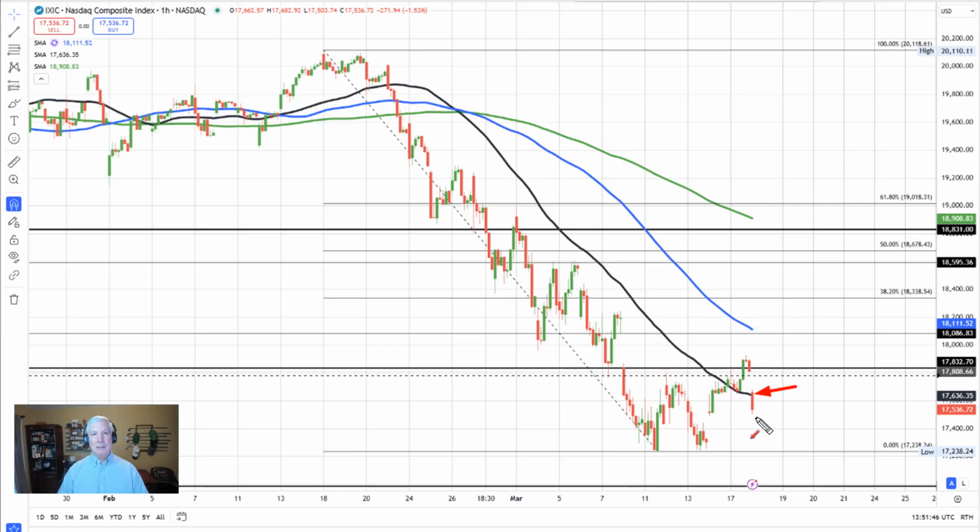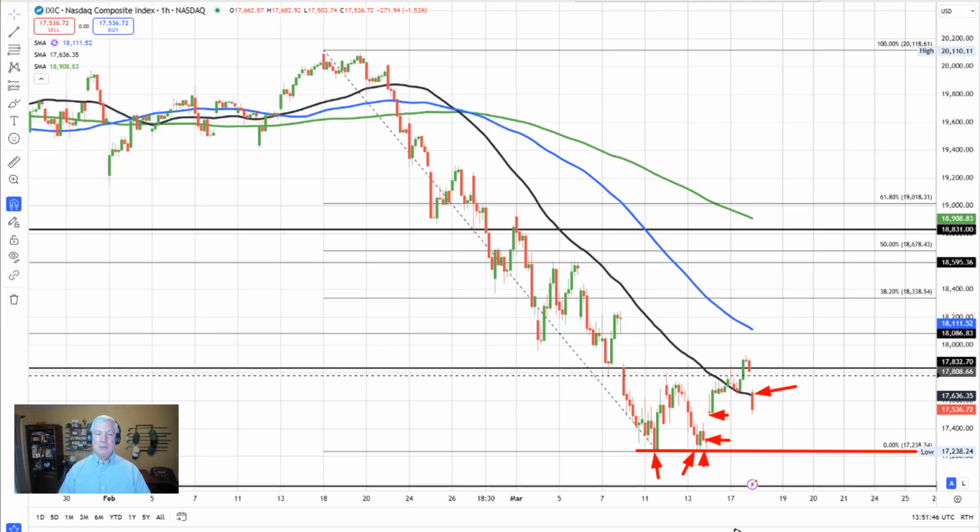This is a more conservative break below the 50-hour moving average and tilts the bias more to the downside for this index. If we are going to go higher, we need to break back above the 17636.35 level. Absent that, and the sellers are still in control, we'll look toward this gap here as another target on the downside. And then, of course, we have the double bottom coming into play down here at the 17238 area, where we based not once but twice, maybe even three times right here before moving to the upside. So sellers are looking more in control on the NASDAQ index.